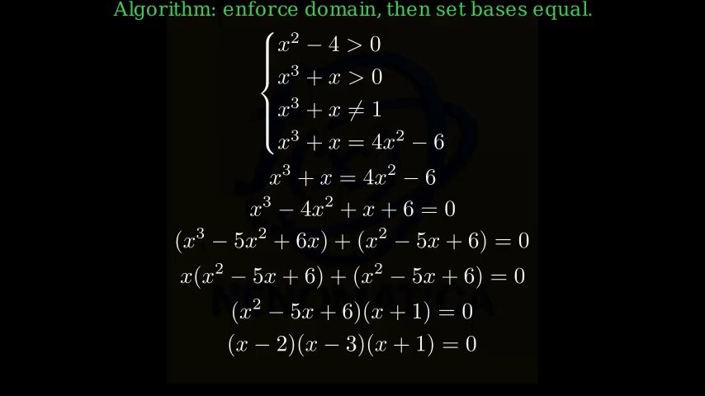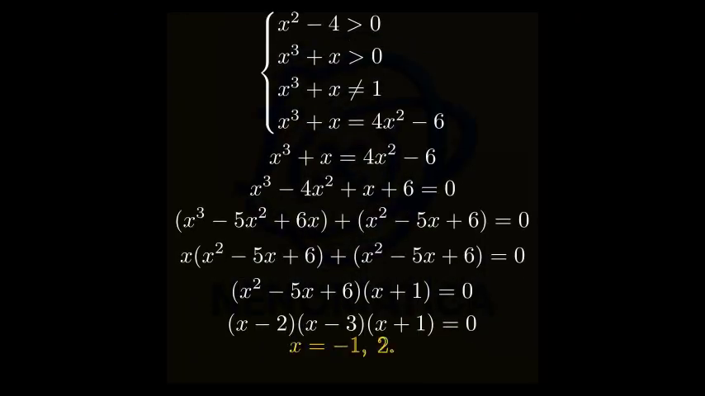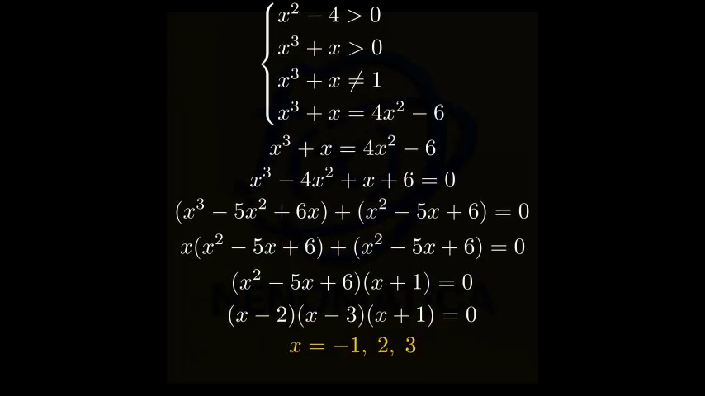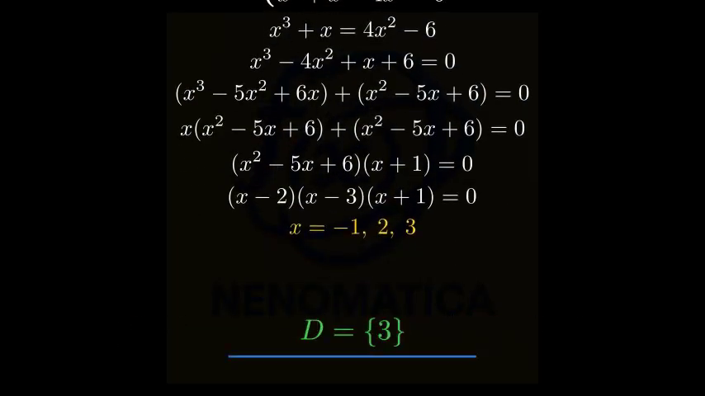Using the zero product property, we list the candidates: x equals -1, 2, or 3. Next, we must test these against the domain conditions we wrote earlier. The solution set is the set containing 3.